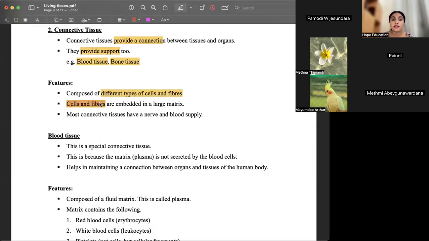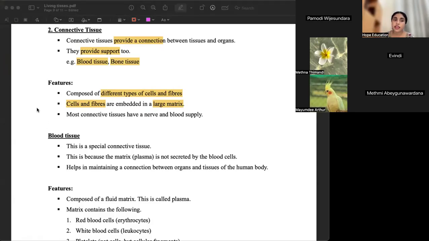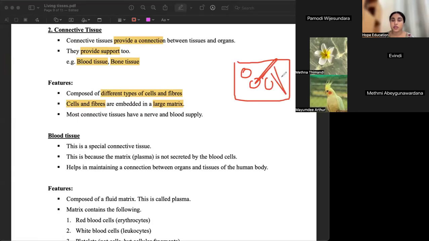Cells and fibers are embedded in a large matrix. What does that mean? A matrix is like a medium, similar to the cytoplasm. There are cells, fibers, then more cells and more fibers. All of these cells and fibers are embedded in this medium. That medium is what we call a matrix.